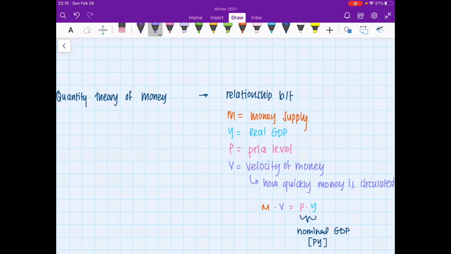The quantity theory of money explains the relationship between the money supply, real GDP, price level, and velocity of money, which is simply how quickly money is circulated within the economy. This is shown through the equation MV = PY, where PY is a price level measured by index multiplied by real GDP. So PY in this case is the same as nominal GDP, as it is GDP measured in terms of a certain price index.